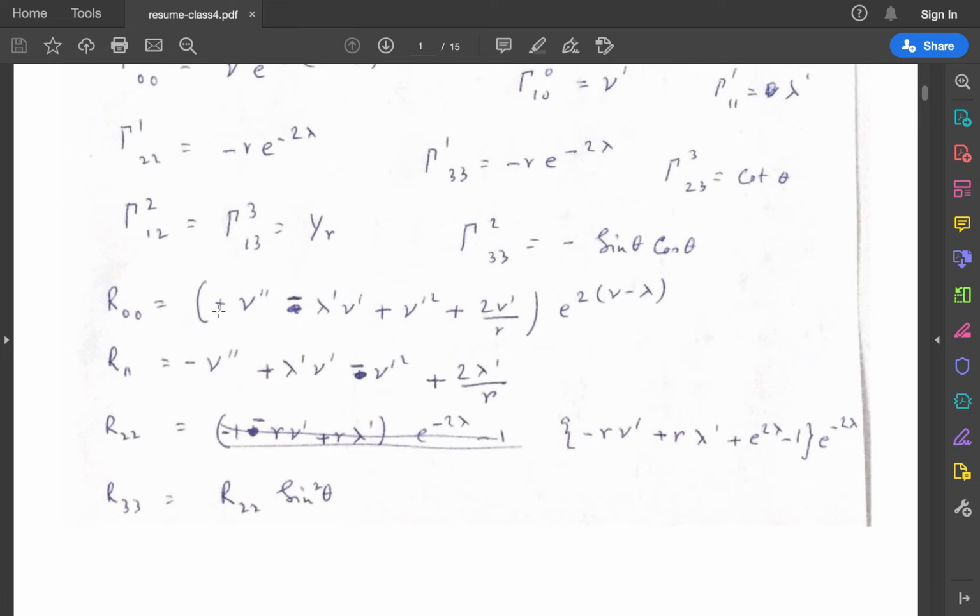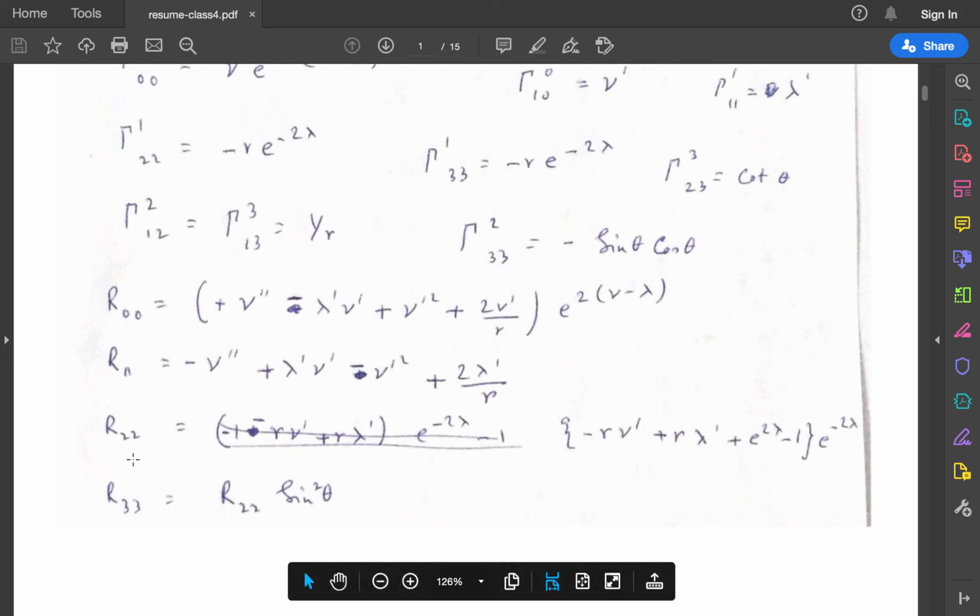trivial for you, and it comes to be of this form: R00, that means the tt term, is nu double dash minus lambda dash nu dash plus nu dash squared plus nu dash by r, times exponential of twice nu minus lambda. R11 is minus nu double dash plus lambda dash nu dash minus nu dash squared plus 2 lambda dash by r. The Ricci tensor for theta theta is minus r nu dash plus r lambda dash plus twice lambda minus 1, the whole multiplied by exponential to the power minus lambda, and R phi phi is nothing but R22 multiplied by sine squared theta.